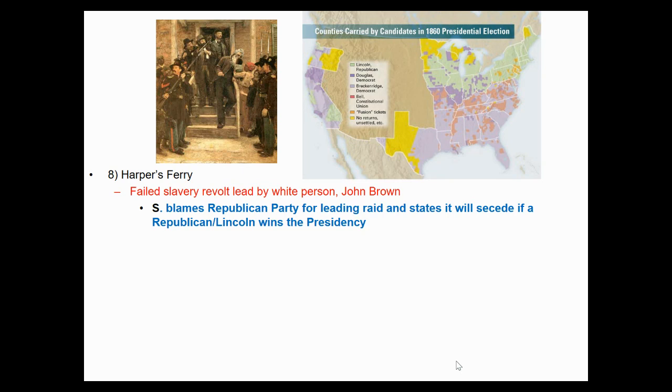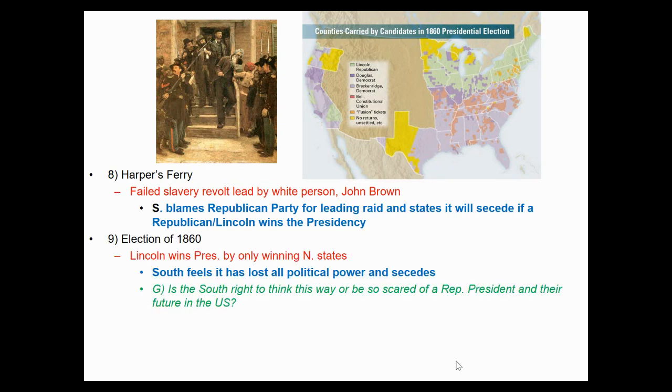So this is basically a failed slave revolt led by a white person. Now, the South blames Harpers Ferry on the Republican Party for leading the raid. The Republican Party had nothing to do with it, but the South's point of view is, hey, if John Brown voted, he'd vote Republican. And the South will secede if the Republicans or Lincoln wins the presidency.